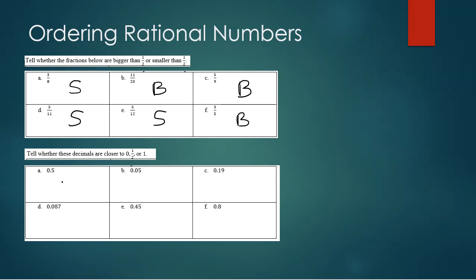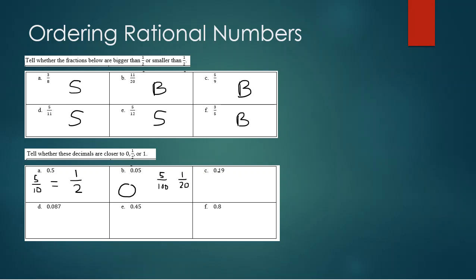Okay, so 0.5, you guys, that is actually just 1/2, right? 0.5 is 5/10, and then 5/10 simplifies to 1/2. So tell whether these decimals are closer to 0, 1/2, or 1. Well, this one is 1/2. Okay, let's look at B. 0.05. If we were to write the fraction for that, that would be 5/100 or 1/20. Okay, so 1/20 is definitely closer to 0 than it is to 1/2 or 1.